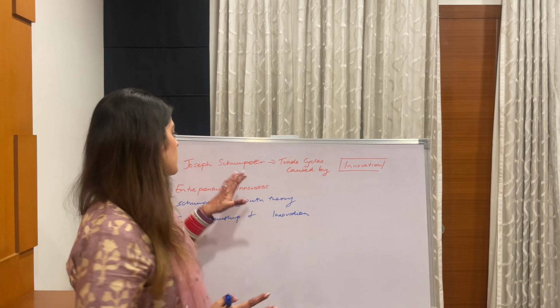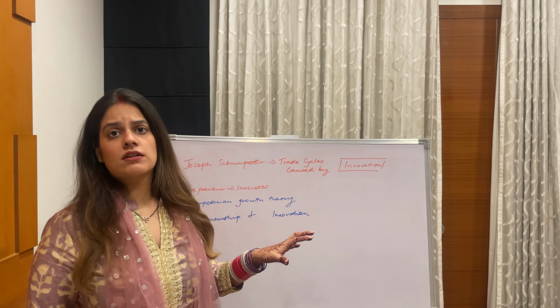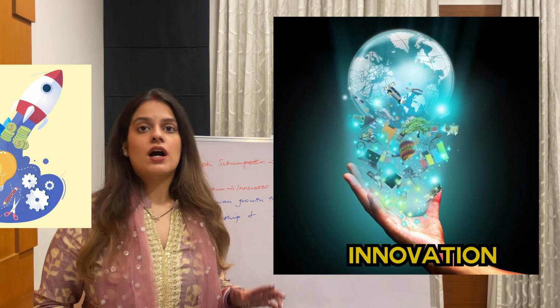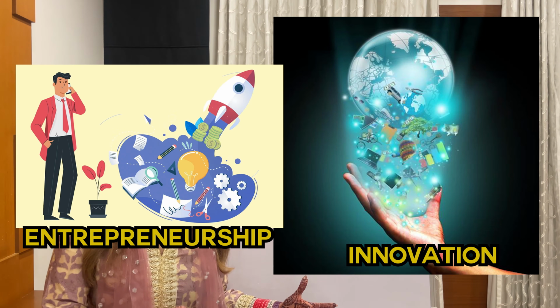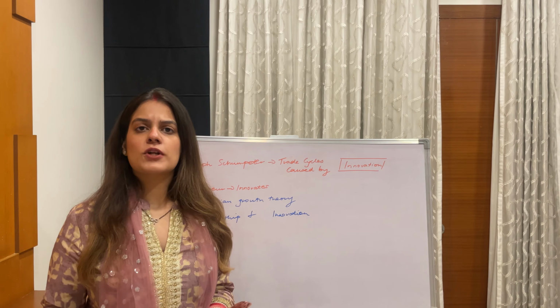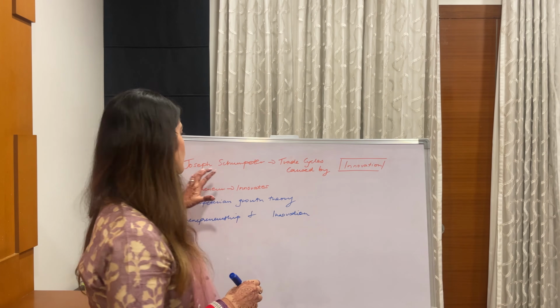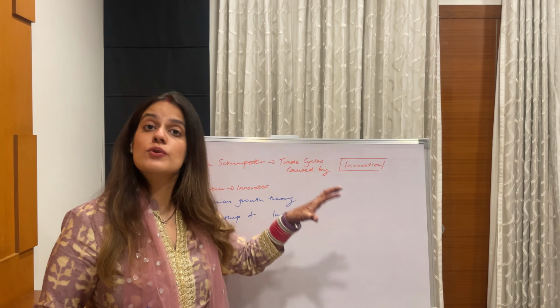This theory was given by him, and he has focused a lot on two things in his theory: innovation and entrepreneurship, or entrepreneur, you can say. So you know the four factors of production: land, labor, capital, and entrepreneur. Yeah, that entrepreneur. He has focused on the entrepreneur and on innovation.